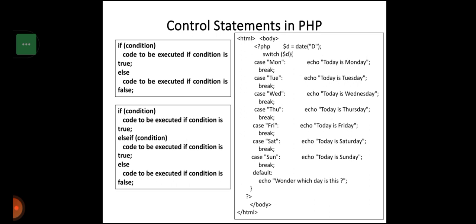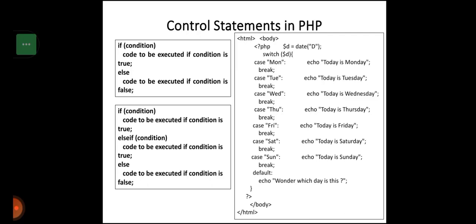Then control statements. Here you can see the syntax. If the condition is true, the if block will be executed, else the else block will execute. Then again we have the second one. If the condition is true, the code will be executed. Then there is again else if. If that condition is true, that block will execute. If it is false, it goes to the else part. That, we can call a nested if.